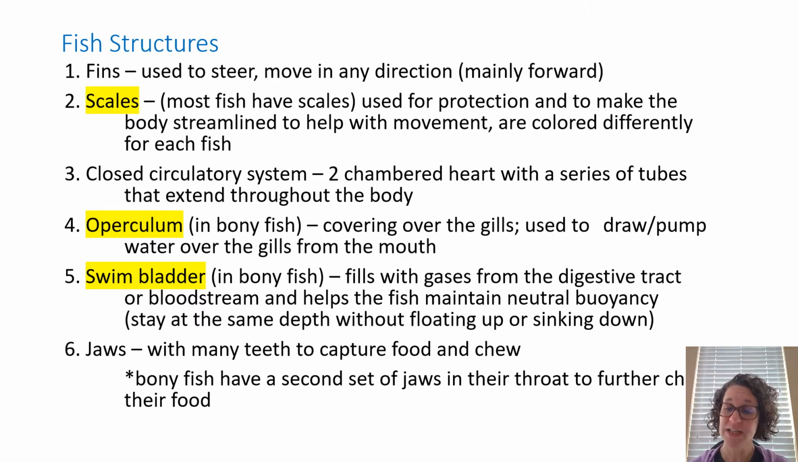Most fish have many pretty sharp teeth that they use to capture their food and also to chew. They can have multiple sets of teeth, like sharks, which very often have several rows of teeth. And most bony fish even have a second set of jaws farther down in their throat that, as food gets swallowed, does a second chewing of their food. It just helps with continuing on with the digestion.